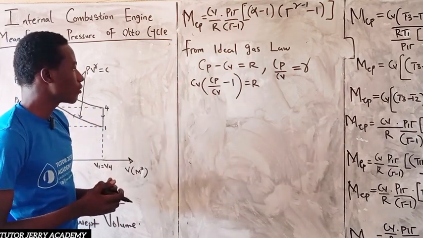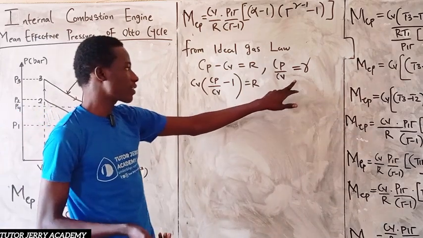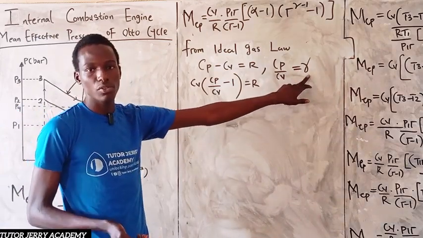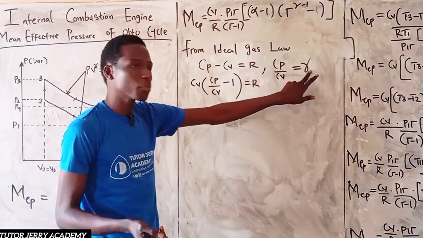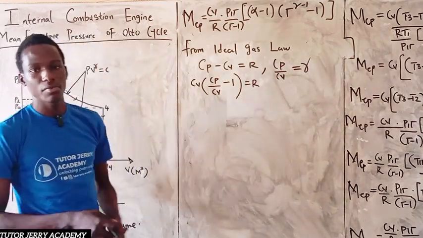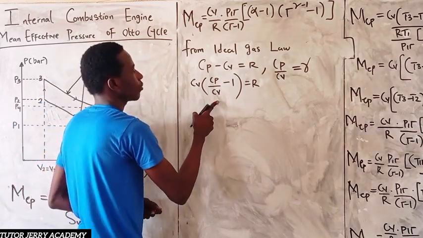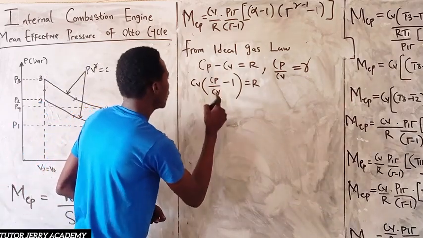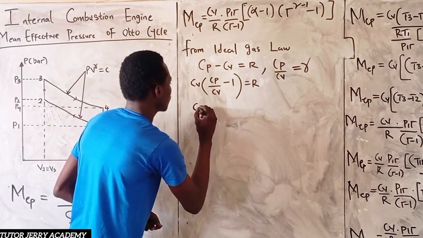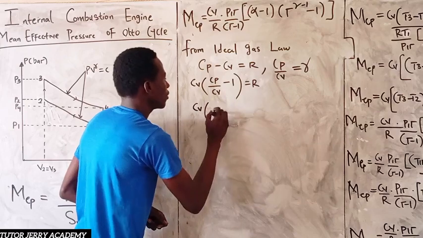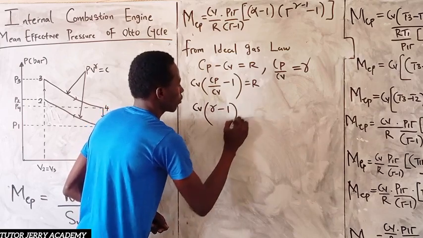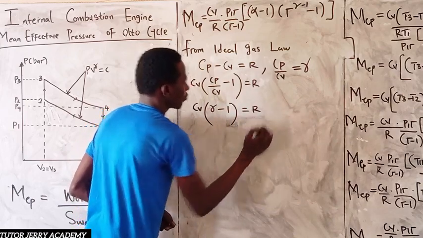Now, what do I do next? Of course, I've already established that Cp over Cv is equal to gamma. So I will replace it with gamma in this equation. I hope you understand that. So this will be nothing but Cv into gamma minus 1, close the bracket. Everything is equal to R.